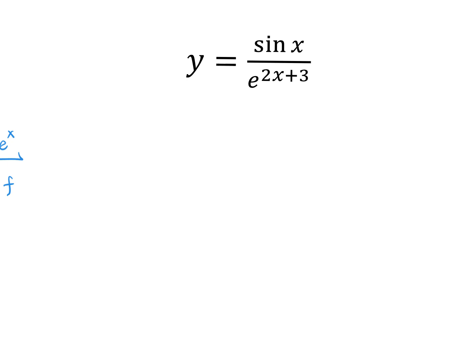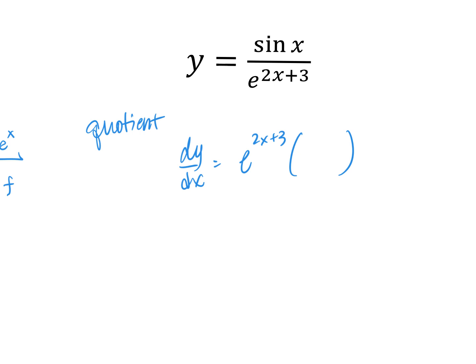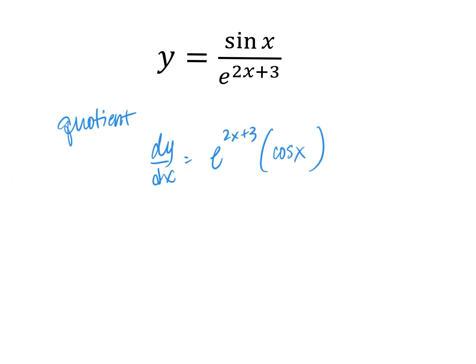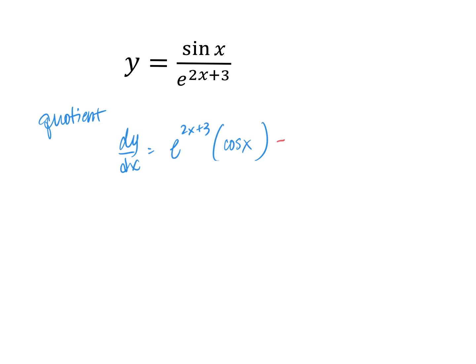Okay, what rule are we starting with here, y'all? Quotient. What's low? Thanks, bud. Low was e to the 2x plus 3. d high. Cos of x. Good. Low d high minus high sine of x, d low. e to the 2x plus 3 times 2. Where did that 2 come from? The derivative of my exponent.